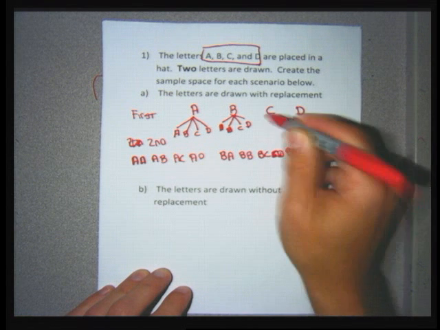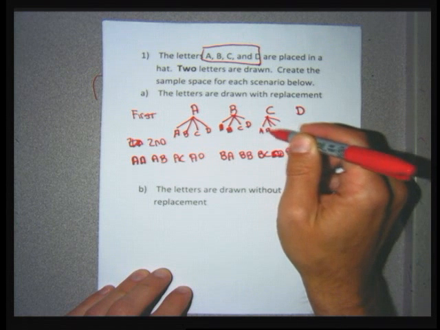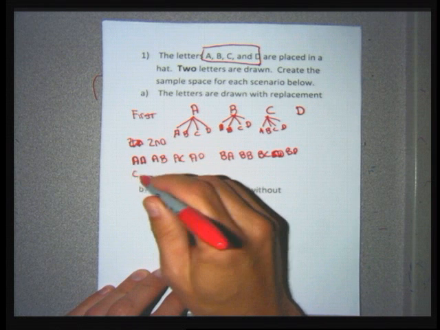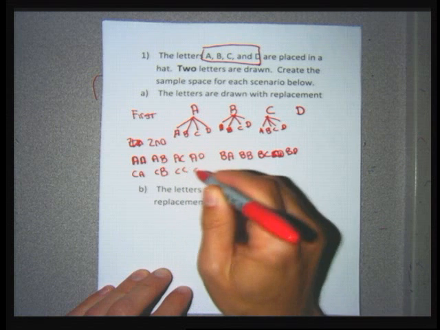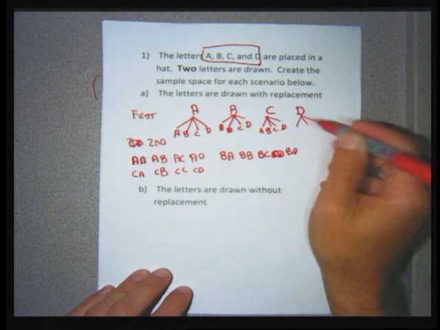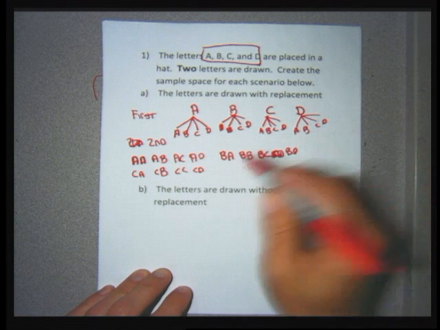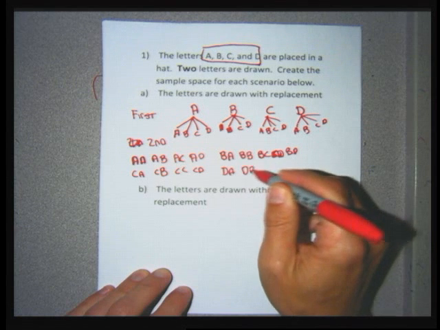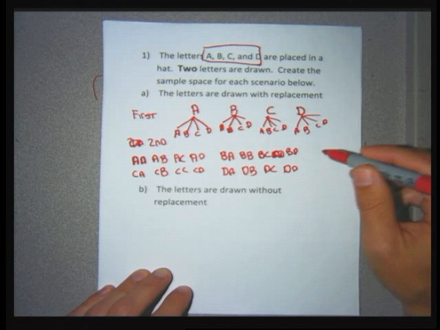And then with the C, I did a C first, I still can get an A, B, C, or D second. Because I'm replacing the C back in, I could still get a double letter. And lastly, if I did the D first, I still can get the A, B, C, or D afterwards. So this is the entire sample space. It has 16 items in it.